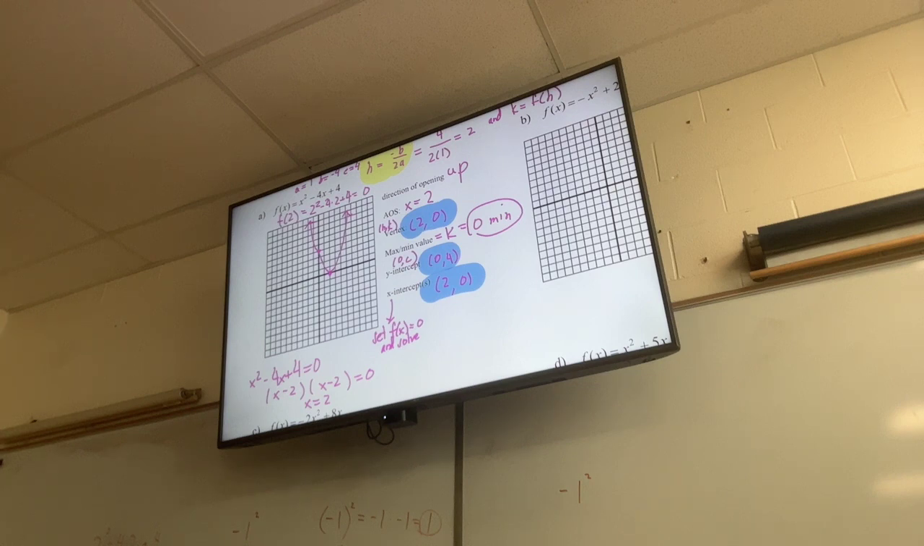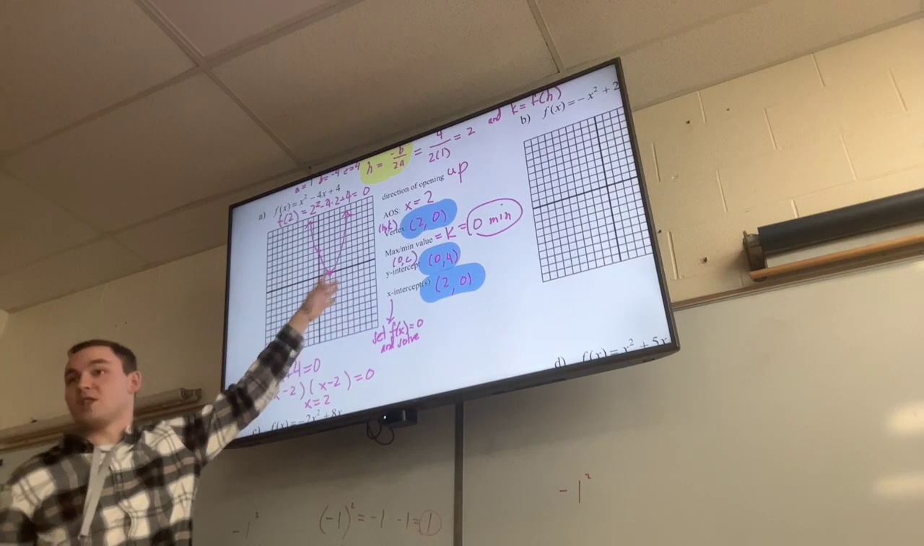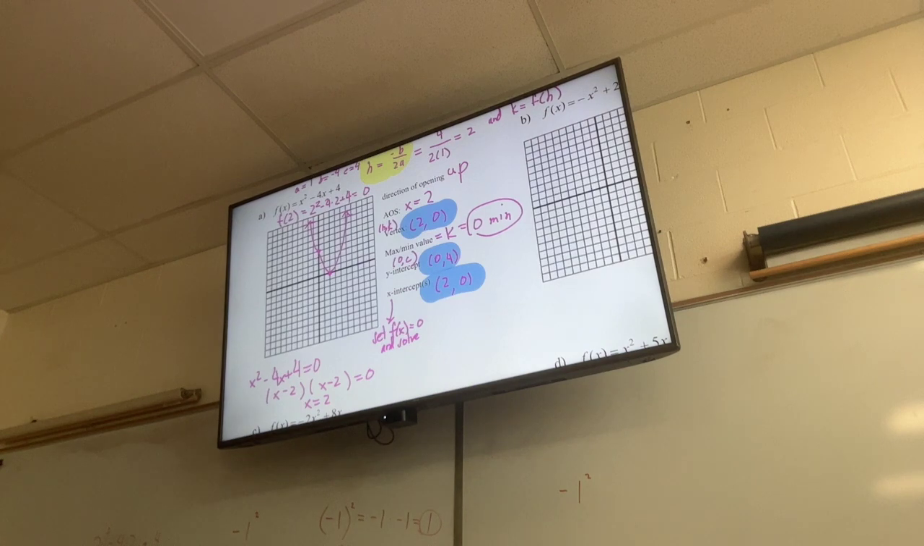So my max or min value itself is always going to be k, and it'll be a min if I'm opening up, right? It's going to be at the bottom. There is no max here. There's no max value here. I can show you guys how to prove it if you want during office hours, but that's beyond the scope of this course. Nah, my hand hurts.